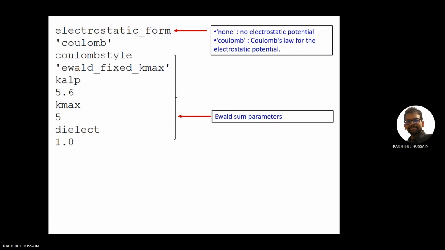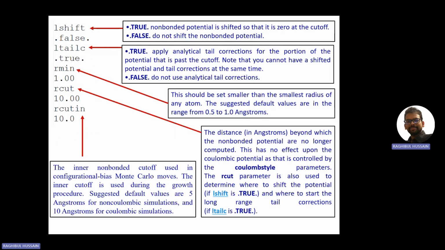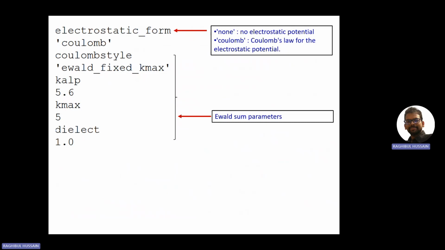Okay, next. All this information is for the LJ potential calculation. Similarly, we have to give information regarding the Coulombic calculation. All the atoms have charges, so we apply Coulomb's law to calculate the interactions. This is the variable electrostatic underscore form. So we are using Coulomb's law. And how is this calculation done? There is one algorithm known as Ewald. This is the name of the algorithm to calculate the electrostatic interaction.